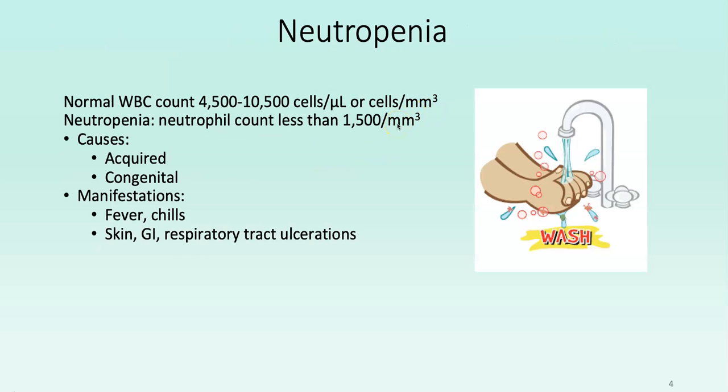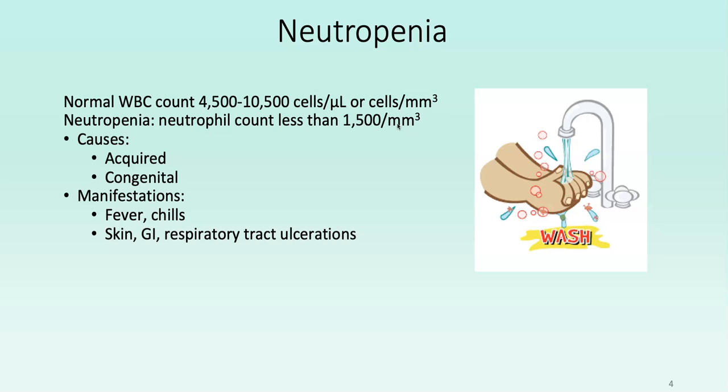Now, let's get a little bit more into neutropenia. As I mentioned before, neutropenia is when the neutrophils drop below 1,500. This means that neutrophils have continued to drop and are at levels where patients are developing a greater risk for infection.